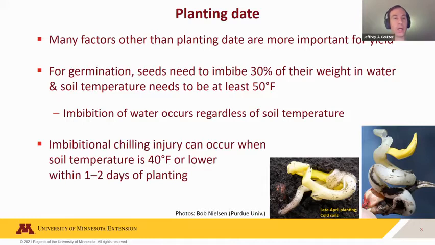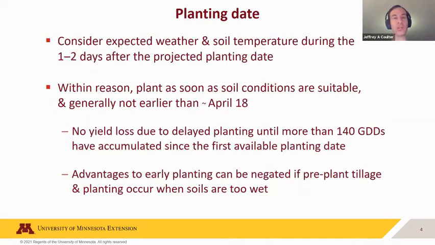Another issue we should be thinking about is the weather conditions within 1 to 2 days after planting. One thing that can happen is that we can get this imbibitional chilling injury, as indicated by these two pictures in the lower right-hand corner. That can occur when soil temperature drops to 40 degrees or less within 1 to 2 days after planting. Based on this information, it's important to consider the expected weather and soil temperature during the 1 to 2 days after planting.